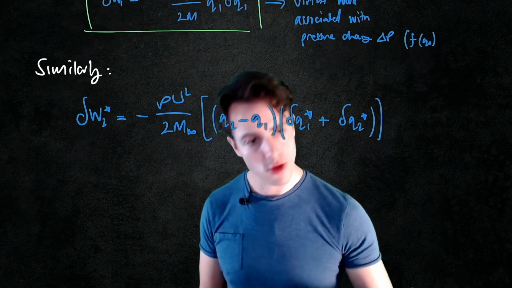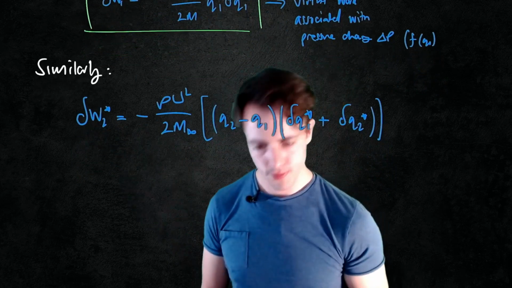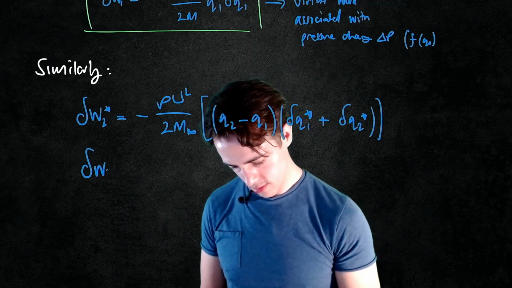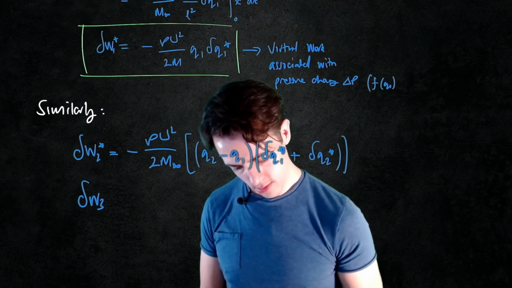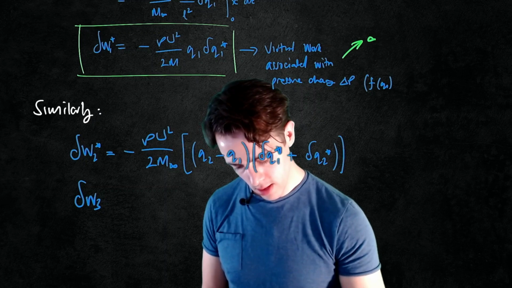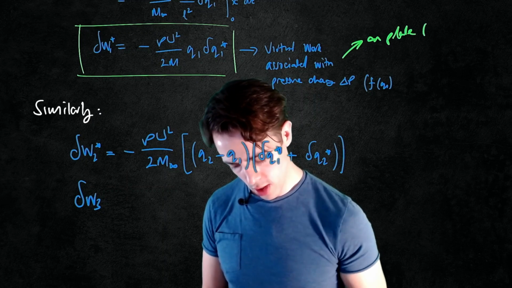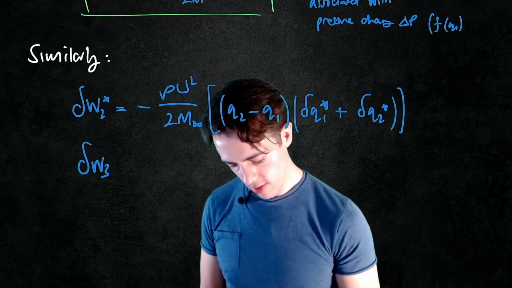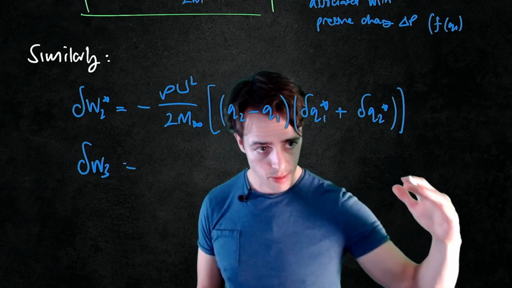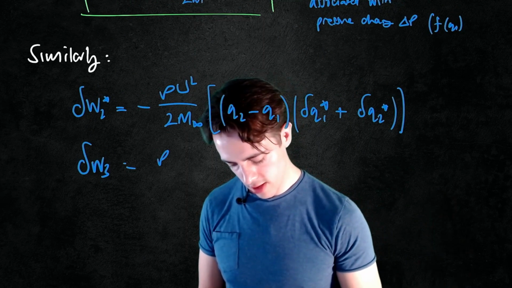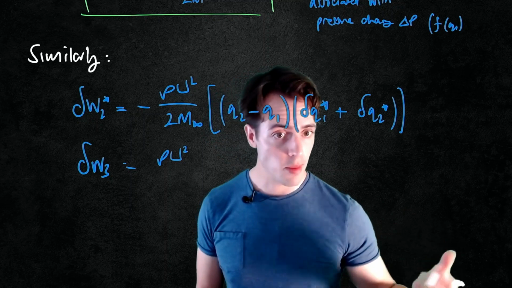Okay, so that's the virtual work on plate 2. Should make this clear, on plate 1. And delta W3 is going to have a different sign because the plate's got the opposite sign deflection, because this plate is sloping down.